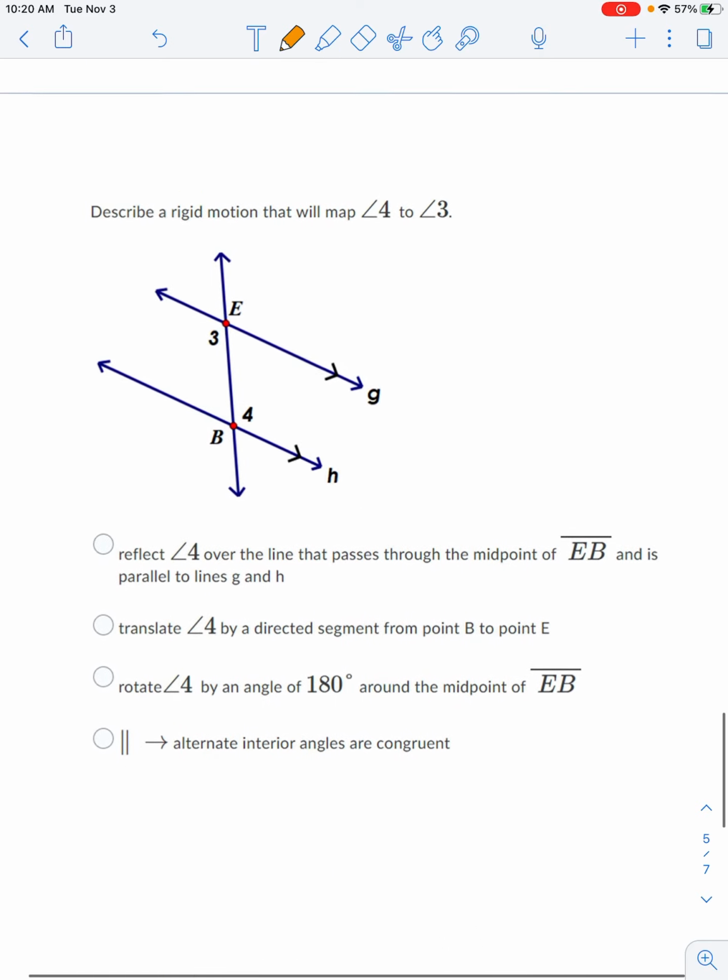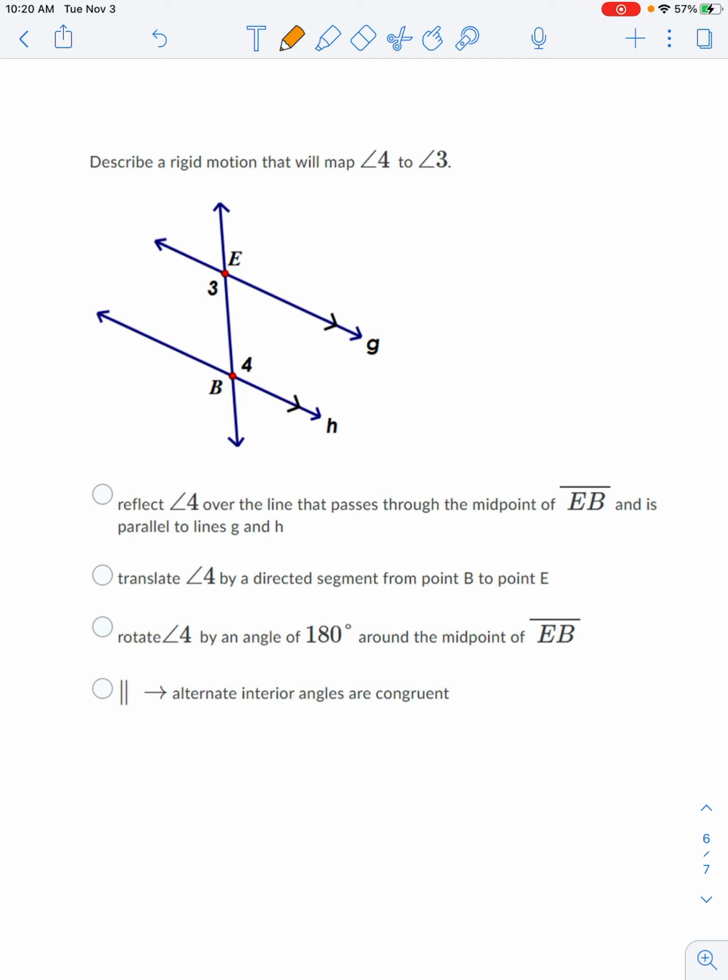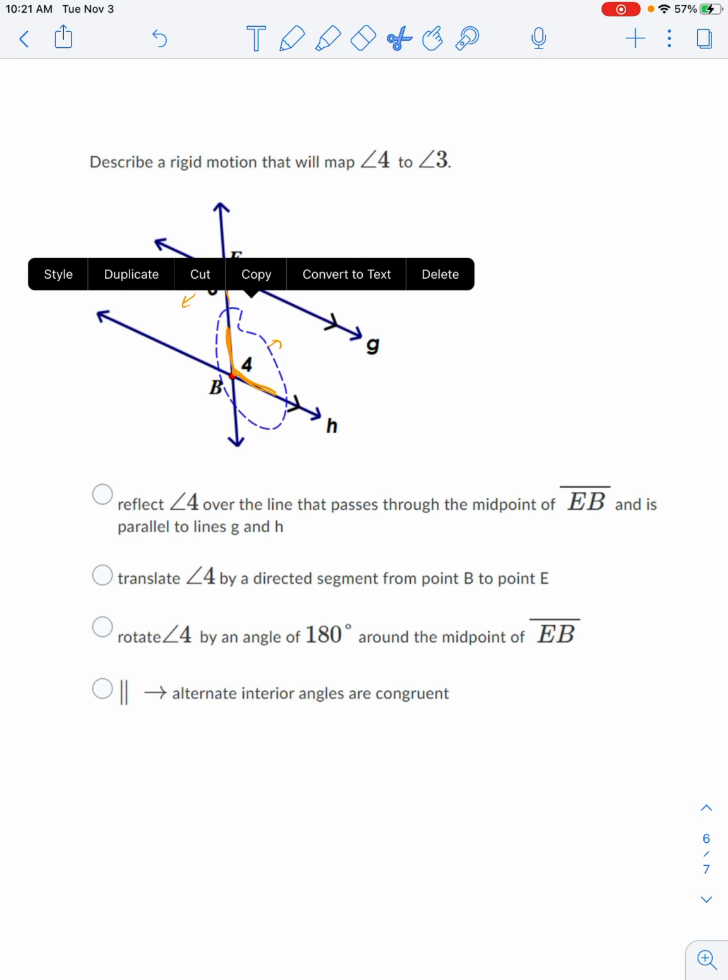All right, let's check out this next one. Describe a rigid transformation to map 4 to 3. So I'm going to again trace 4 to help us see it. Notice that angle 4 opens up this direction, but angle 3 opens in that direction if I were to trace it. So that means I can't simply translate this because if I just translate it, it's not going to land on angle 3. I also need it to move in another direction.